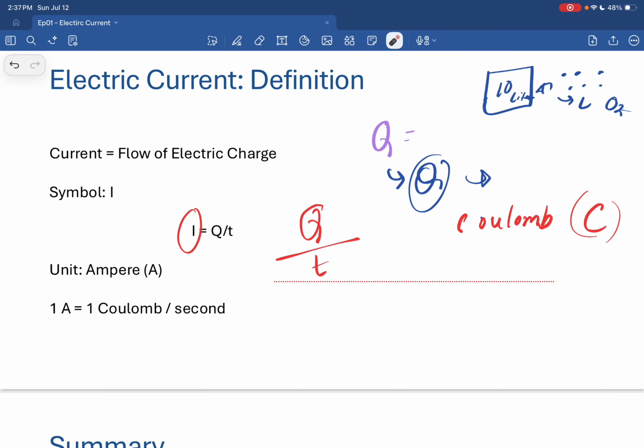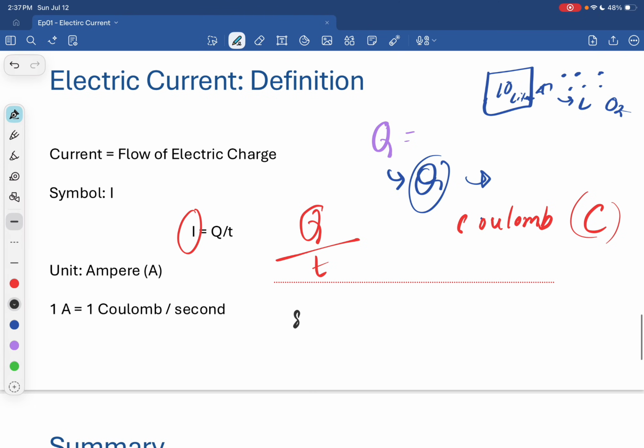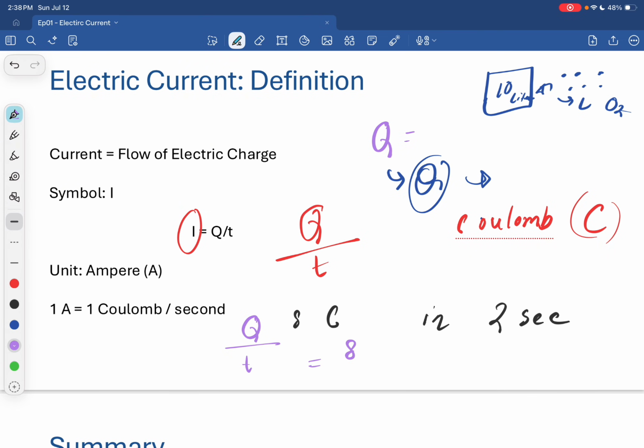Suppose you have 8 coulombs of charge flowing through a wire in 2 seconds. You can pause and think: what is going to be the electric current? The electric current will be Q divided by T, which is 8 divided by 2, which is 4 amps. The unit of electric current is amperes, or amps, whatever you would like to say.